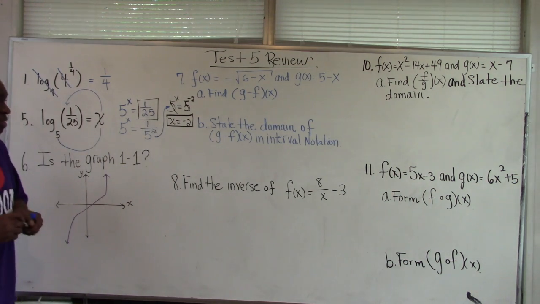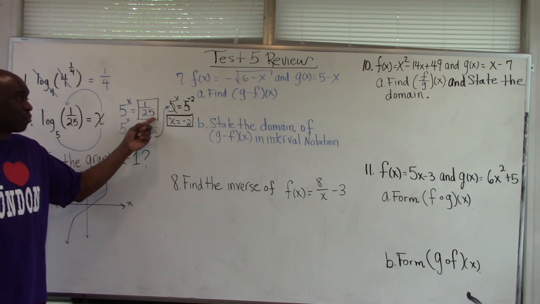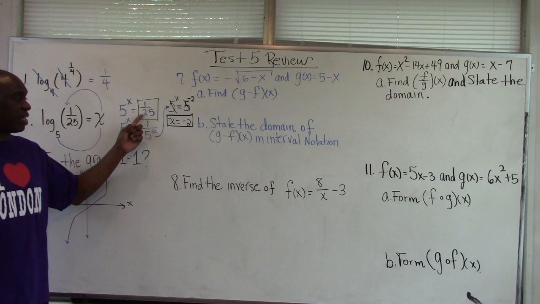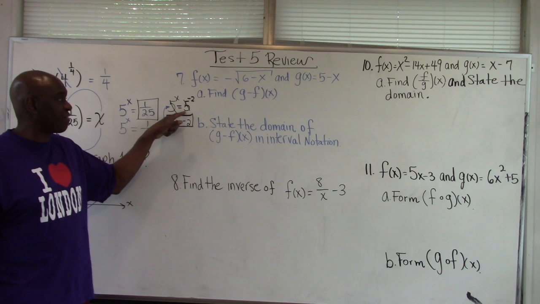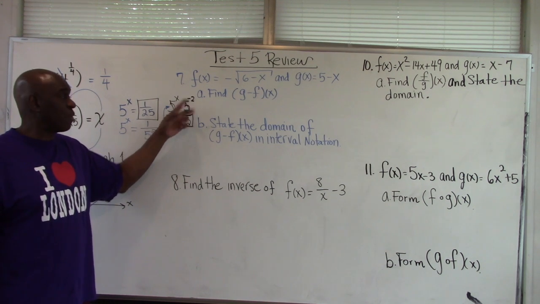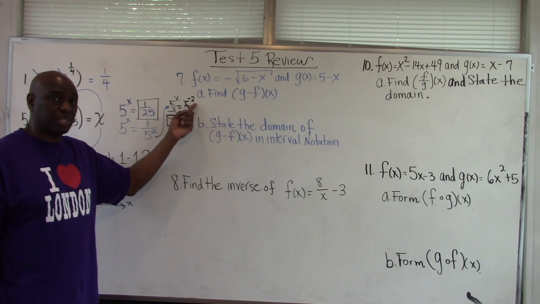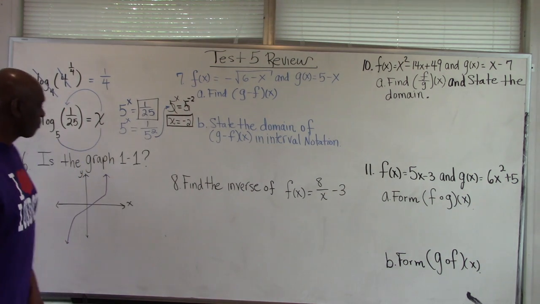Okay? So 1/25 can be rewritten as 1/5 squared, because 5 squared is 25. And then 1 divided by 5 squared can be rewritten as 5 to the -2. And so now we have like bases here. 5 to the x equals 5 to the -2, right? So since the bases are alike, cancel the bases out, so x equals -2, and that's our answer.